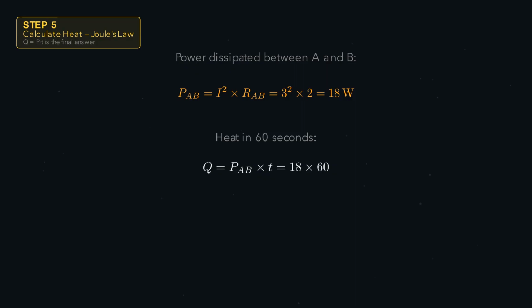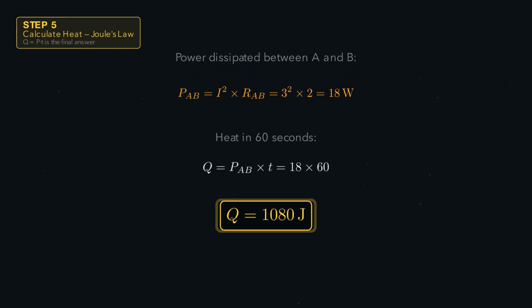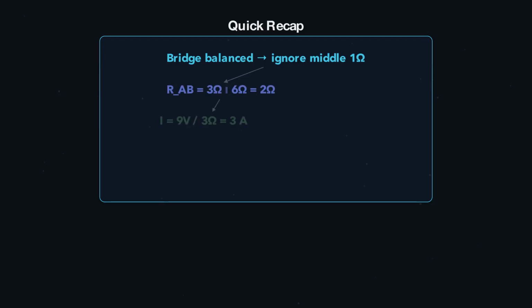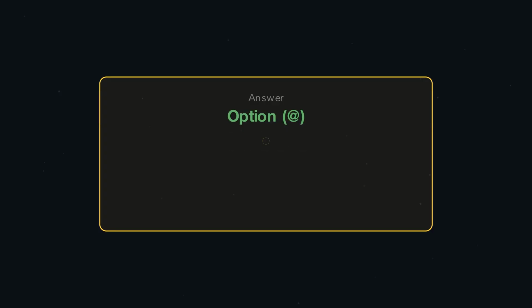Power dissipated between A and B is I squared R. 9 times 2 equals 18 watts. In 1 minute, 60 seconds, the heat generated is 18 times 60, which is 1,080 joules. The key insight: always check bridge balance first. It turned a 5-resistor problem into a 2-minute calculation. The answer is 1,080 joules.